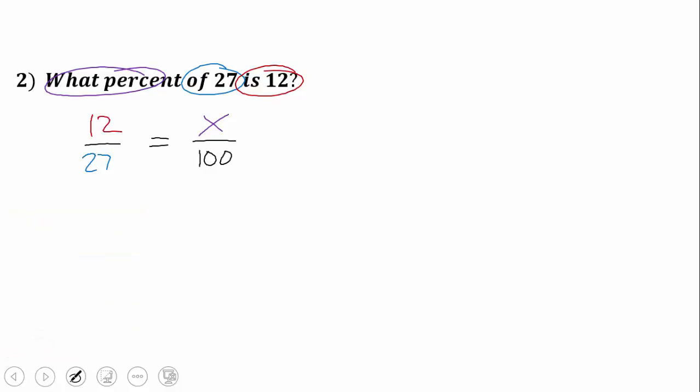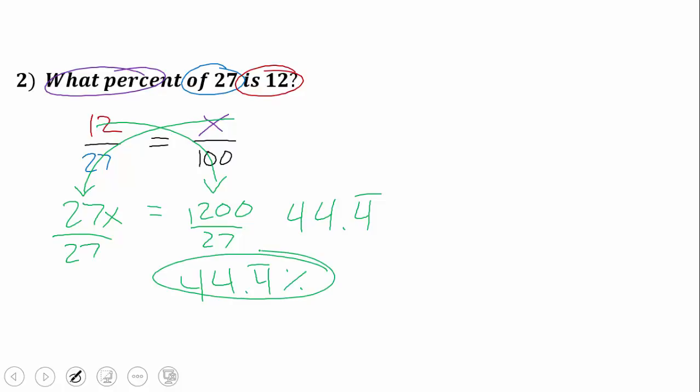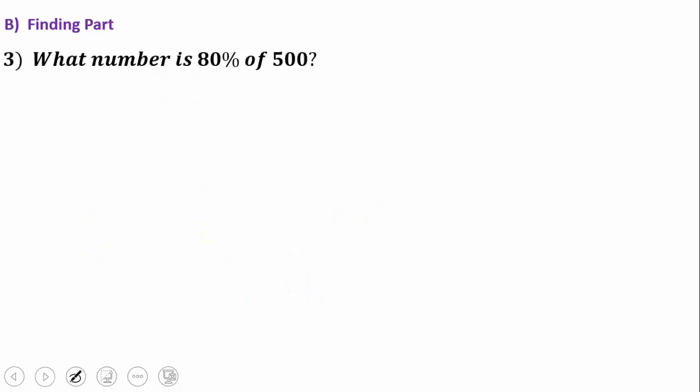Now we do our cross products. 27 times x is 27x. That is equal to 12 times 100, or 1200. Dividing by 27, and it gives you 44.4 repeating, which is 44.4 repeating percent. So 44.4 repeating percent of 27 is 12. Nice.